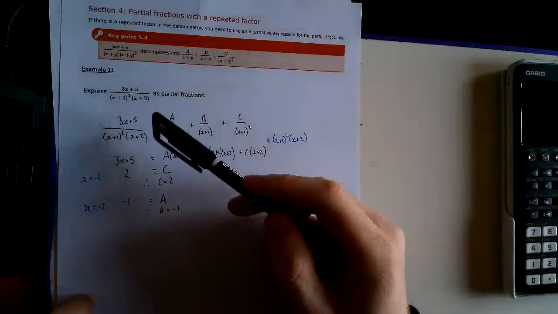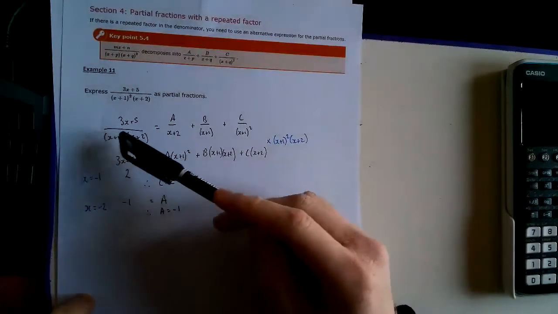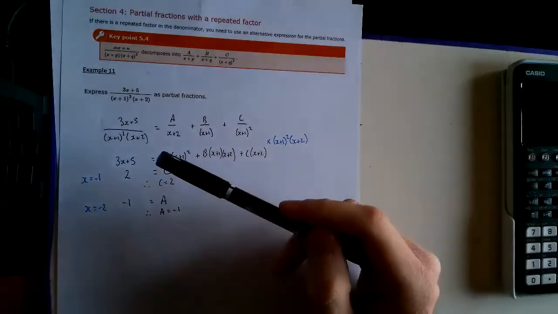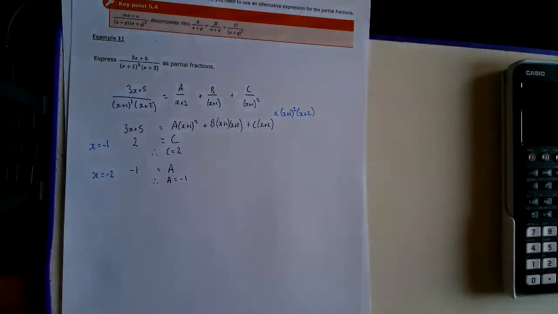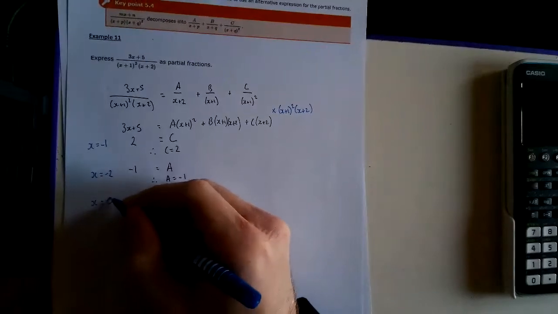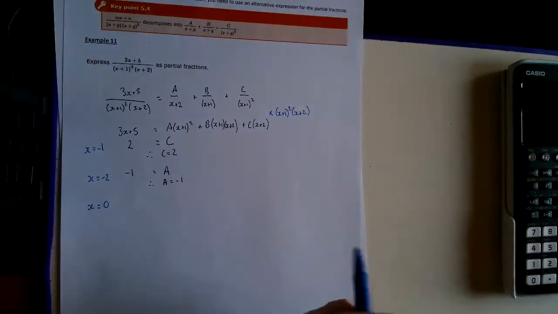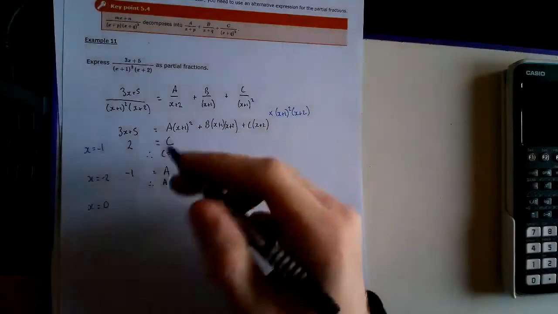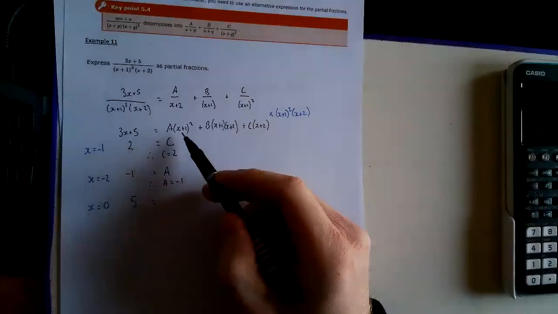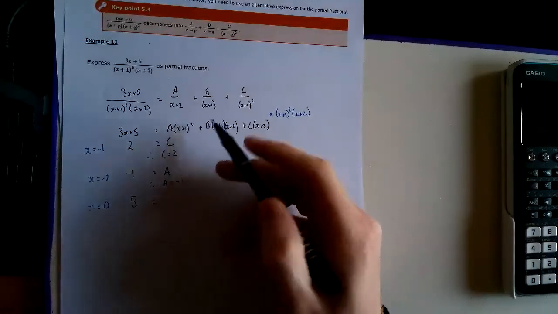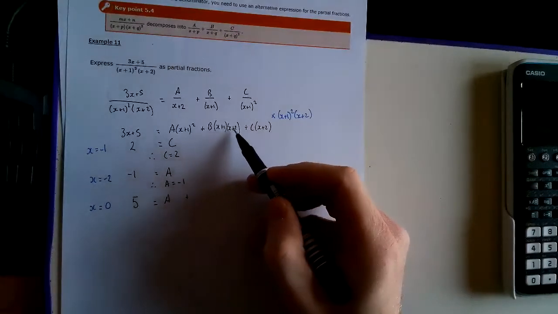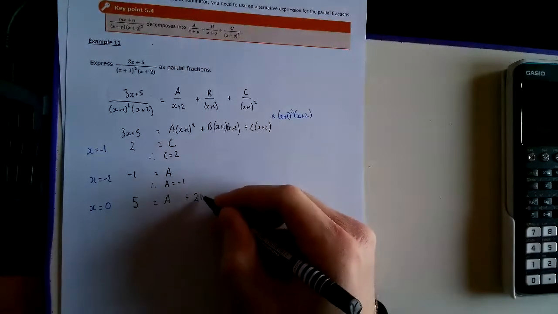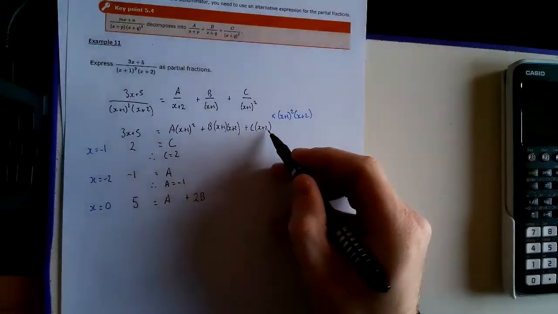Now, we've got an issue that we've used both these brackets. So all I do is I just pick a random number and sub it in. If I haven't used 0, that's the easiest one. I will always try and use 0 first. If I've used 0, I might try 1 next, or 2, etc. So if I sub 0 into the left-hand side, 3 times 0 is 0, add 5 is 5. Sub 0 into this side, 0 add 1 is 1, squared is 1, so that's just A. If I sub 0 into here, I get 1 times 2, which is 2, so 2B. If I sub 0 into here, I get 2, so 2C.